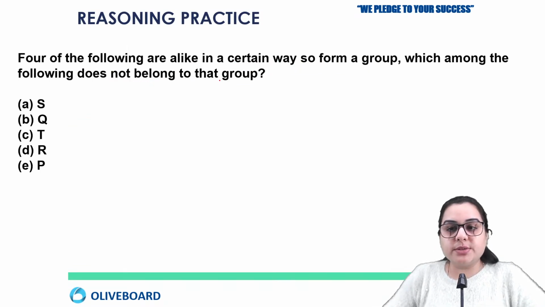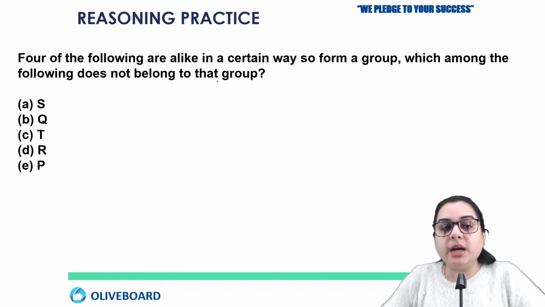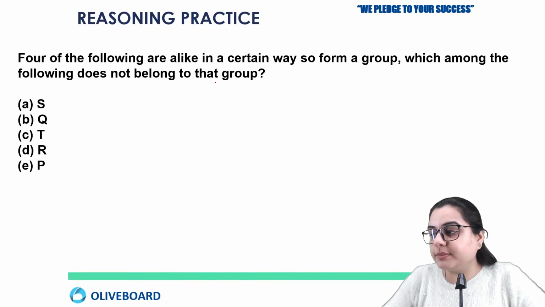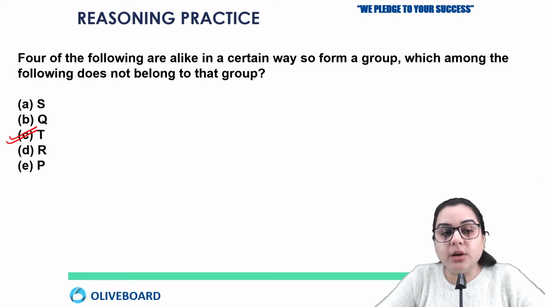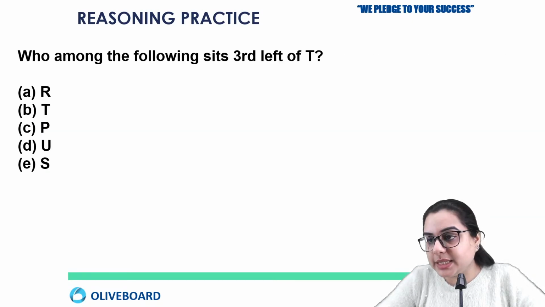Okay, next question. So here you have to tell odd one out among S, Q, T, R, P. So as you all can see in your solution that S, Q, P, R are not sitting at the corner. Okay, it is just C option, that is T, who is sitting at the corner. So the odd one out is your option number C.